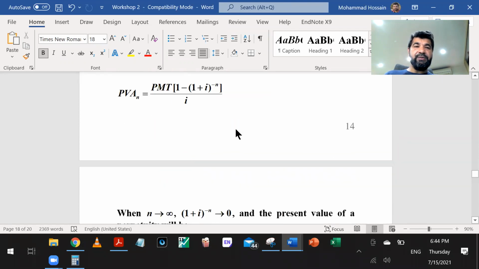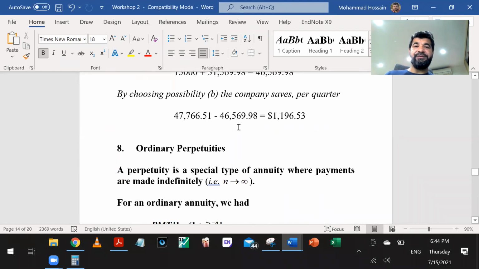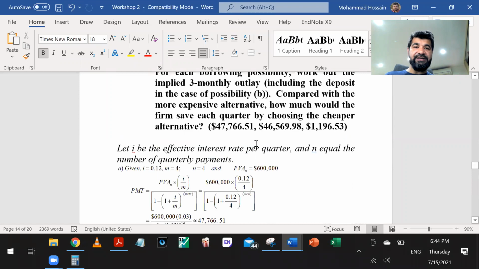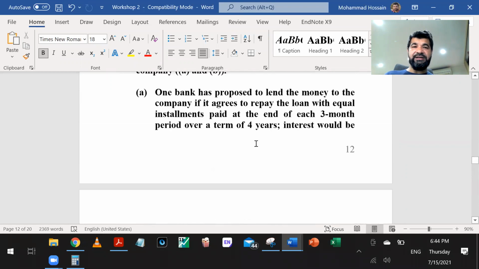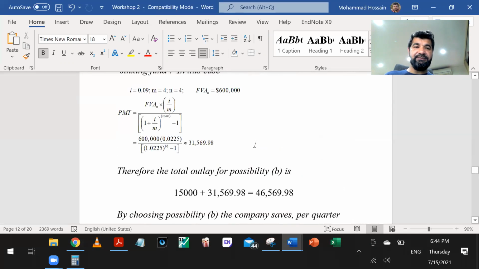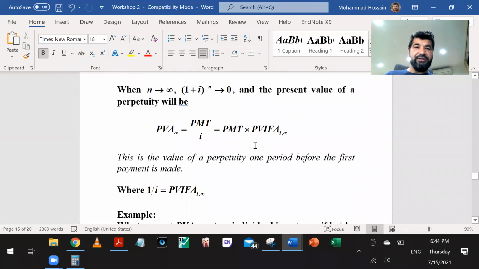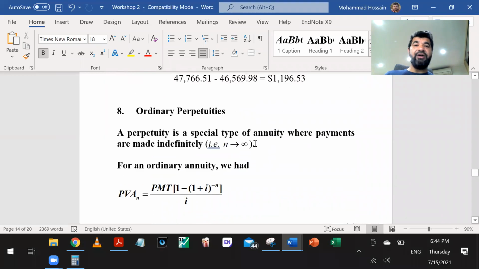All right, so let's work on the next topic, ordinary perpetuity. Okay. All right, so this is another example they have given you here. Go through these things. If you don't understand or have any questions, just ask me. I'm happy to answer. Perpetuity. Where is perpetuity? Ordinary perpetuities.